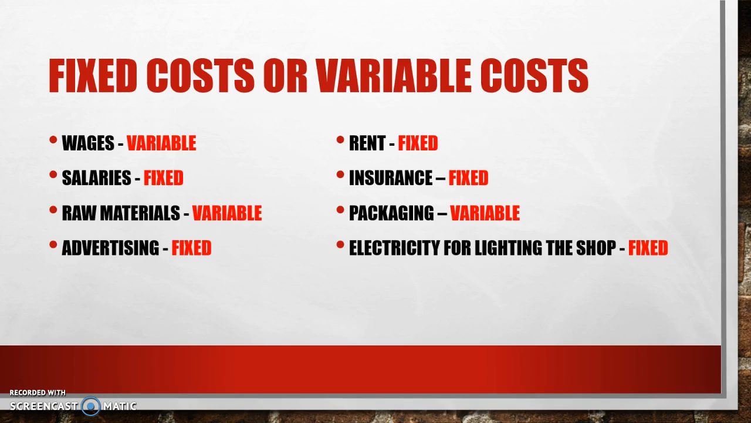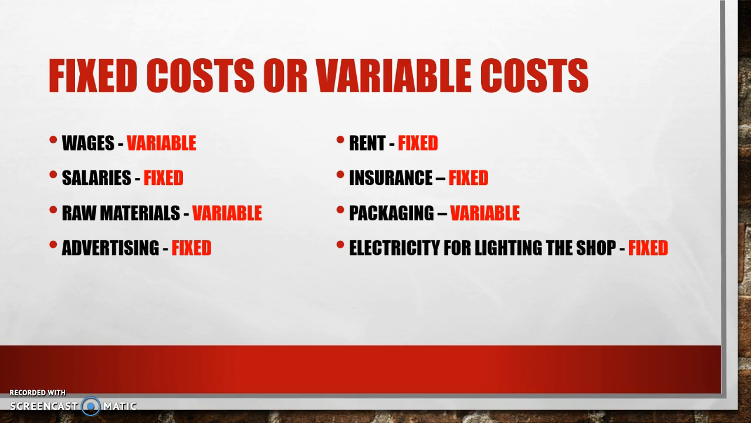Raw materials, the best example of a variable cost. You cannot make more tables without buying more wood for those tables, and therefore it is directly linked to how many you produced. Advertising, you could spend tens of millions of pounds on advertising and you could produce no items. It isn't linked to how many you produce.